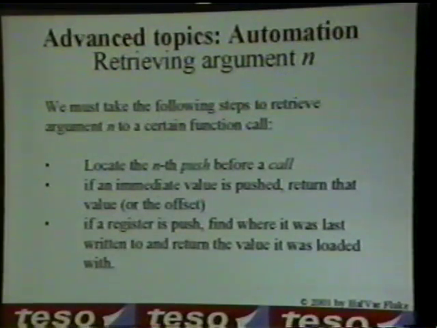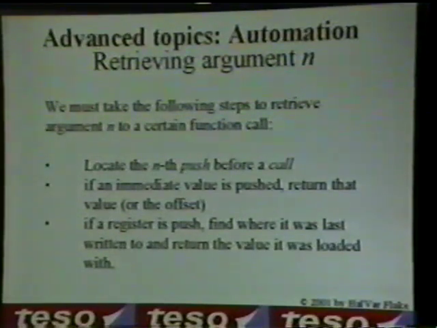Then the next thing we have to do is write a function that retrieves the nth argument to a call. So when we're looking at, for example, the format string in a sprintf function, we have to retrieve the second argument. First argument is the destination buffer. Second argument is the format string. And we have to have a function that locates this particular value.